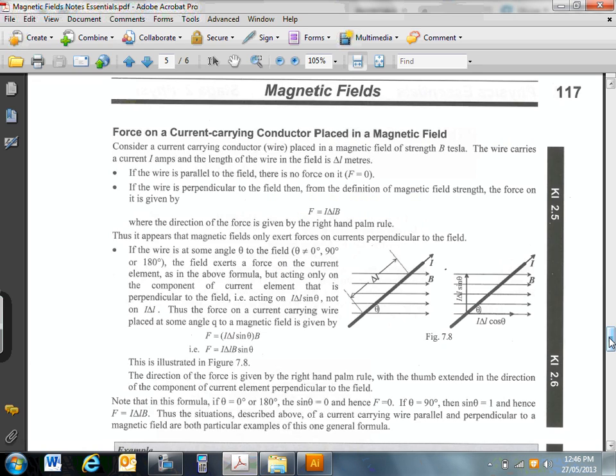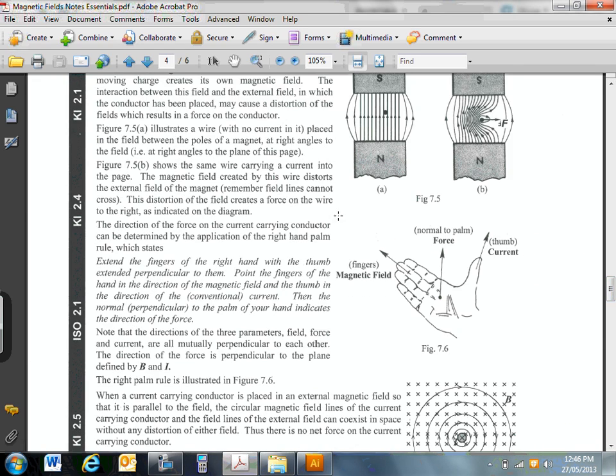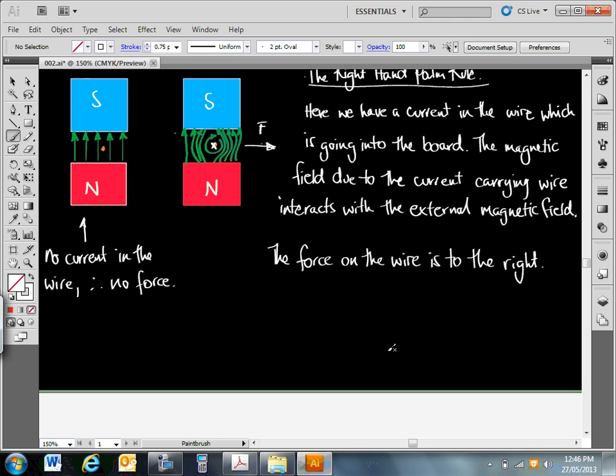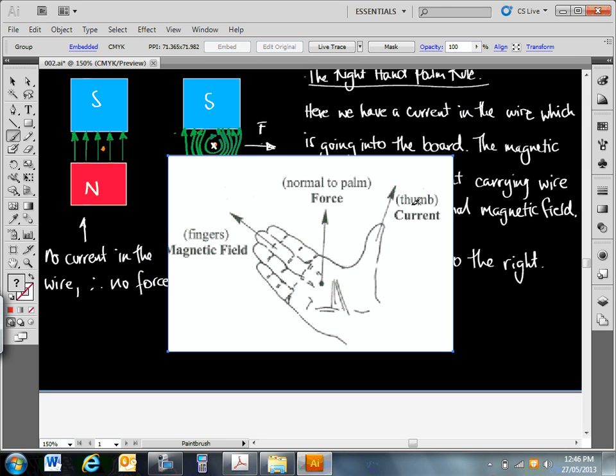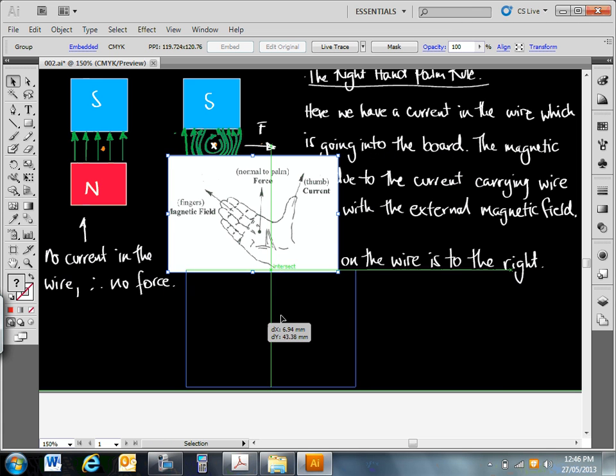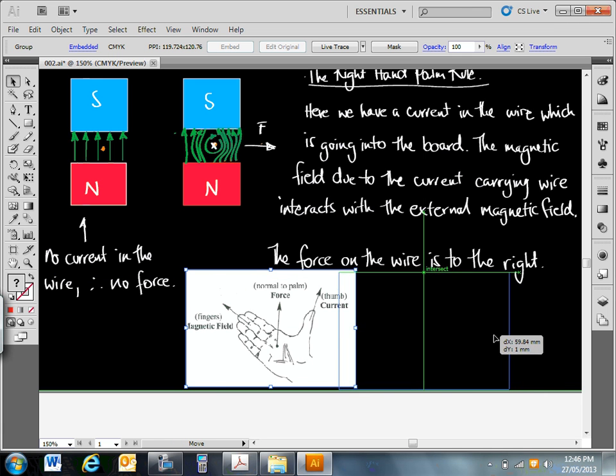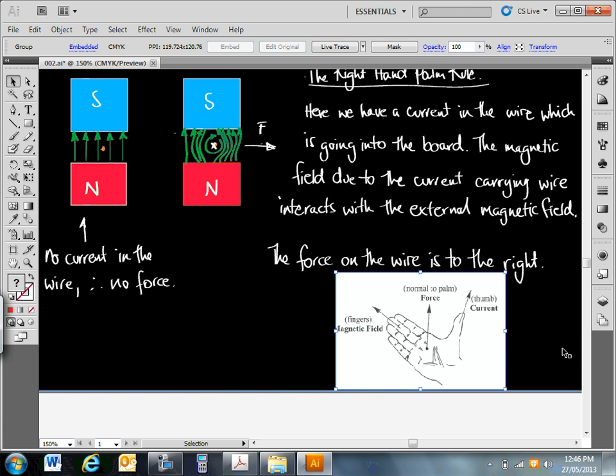Here is this. I'll put it back in a second. Let me just take a picture. I can't draw this very well, so I'll just cut this out. Here's the right-hand palm rule. Make it a bit smaller so it fits in there. If I point my thumb in the direction of the current as before, I point my fingers in the direction of the external magnetic field, then the force that this current carrying wire experiences is out of the palm.